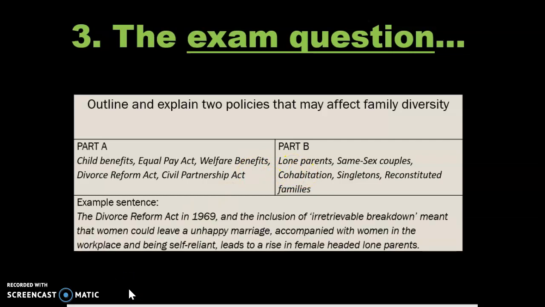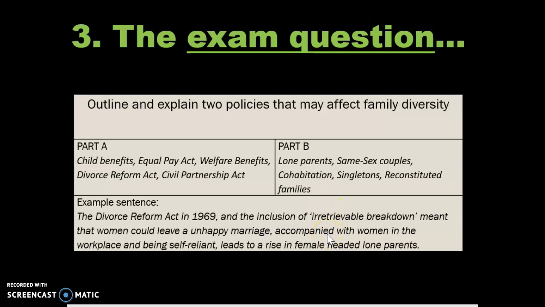So here's your final example sentence. The Divorce Reform Act in 1969 came into effect around about 1971, and this included the irretrievable breakdown, meant that women could leave an unhappy marriage, accompanied with women in the workplace could become self-reliant, has led to a rise in female-headed lone parents. So basically they can leave unhappy marriages with their children, and then they are self-sufficient, they are independent, that they can cope on their own.